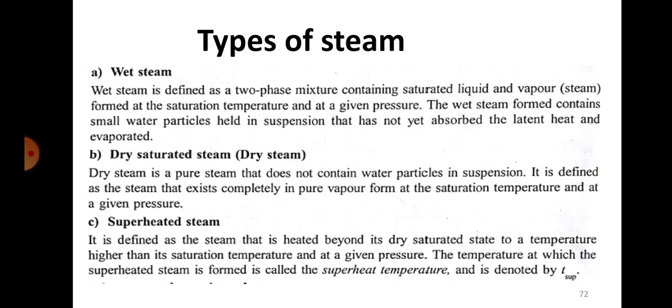Okay, so the first one is wet steam. What do you mean by wet steam? A wet steam is defined as a two-phase mixture containing saturated liquid and vapor formed at the saturation temperature at a given pressure.